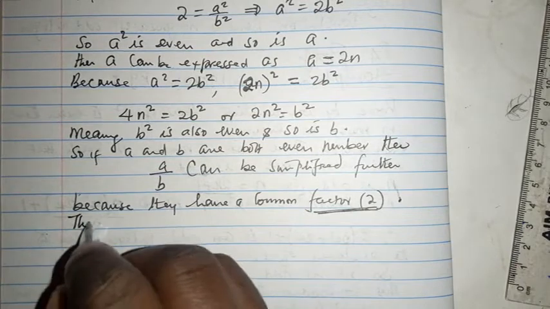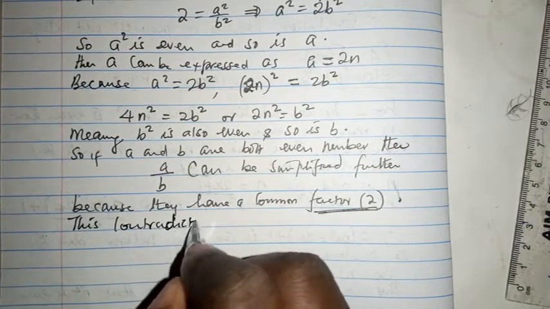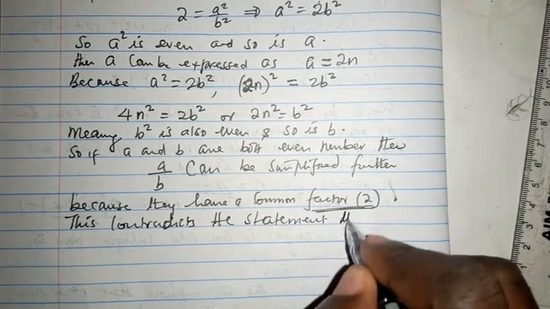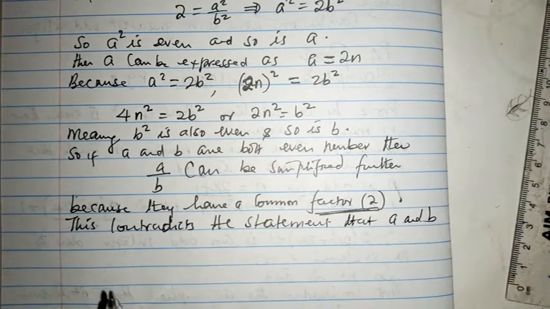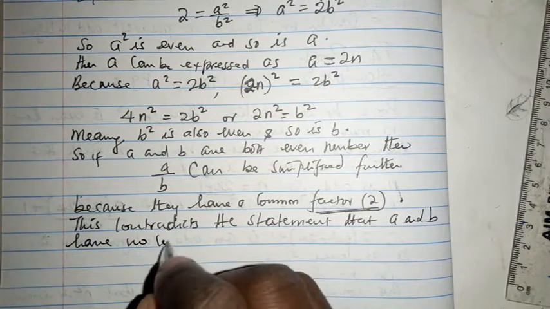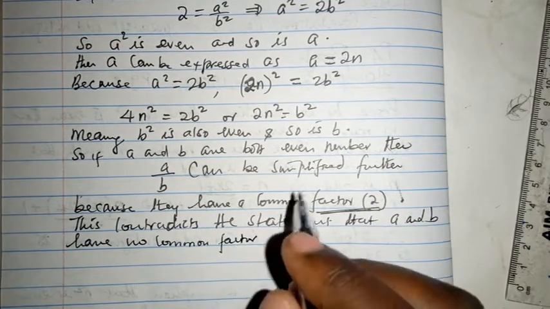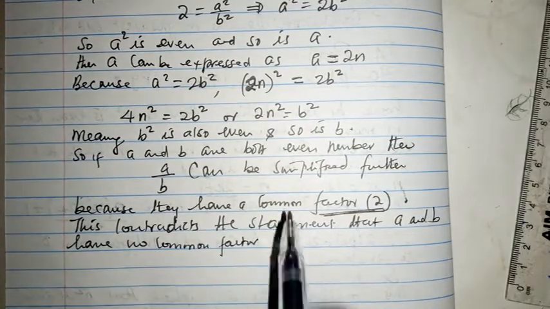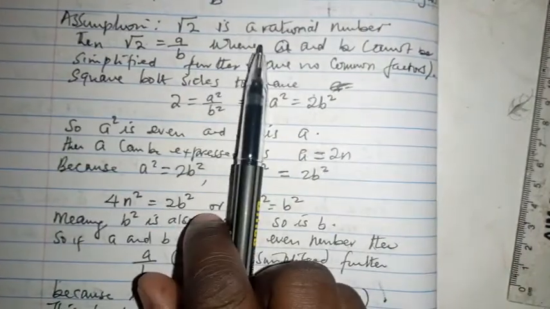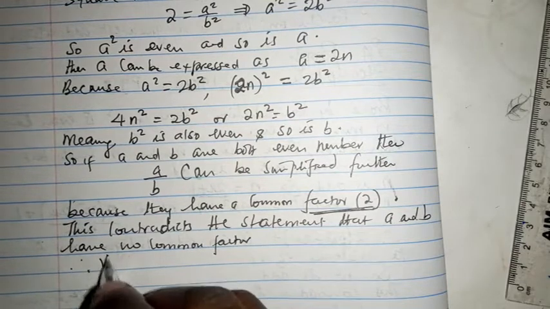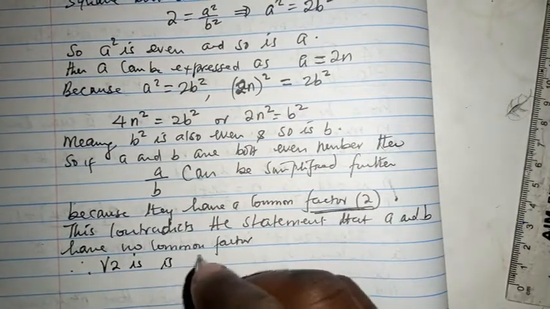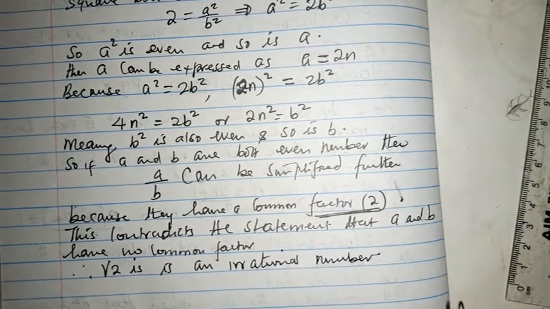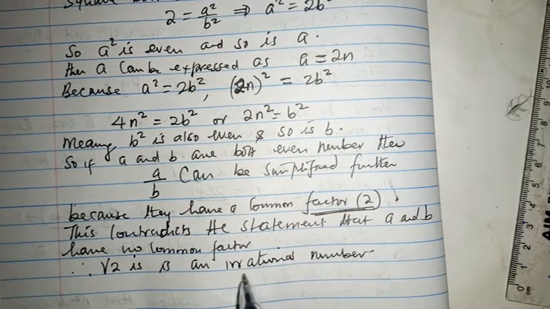So we are simply saying this contradicts the statement that a and b have no common factors. Our conclusion is that root 2 is not rational. We have contradicted the assumption we made about a rational number. Therefore, root 2 is an irrational number.